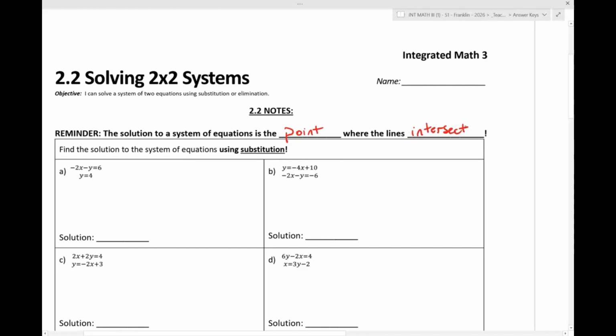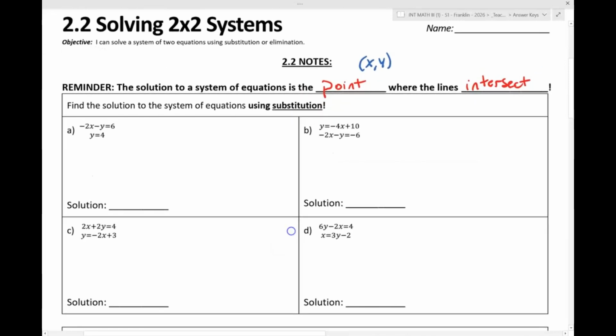And the reason I want to emphasize that is to remember that we're looking for two values, right? X and Y, because we're looking for a point. Now the first method we'll look at is called substitution. And that word substitute means to replace something with something else. And so that's kind of the basics of the idea of substitution.